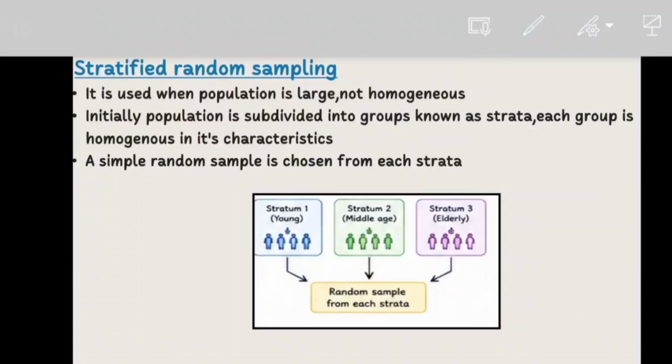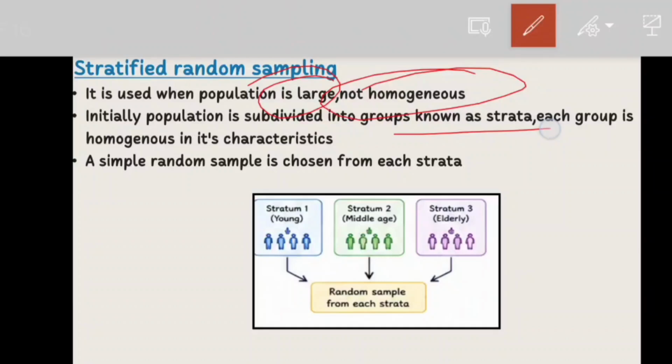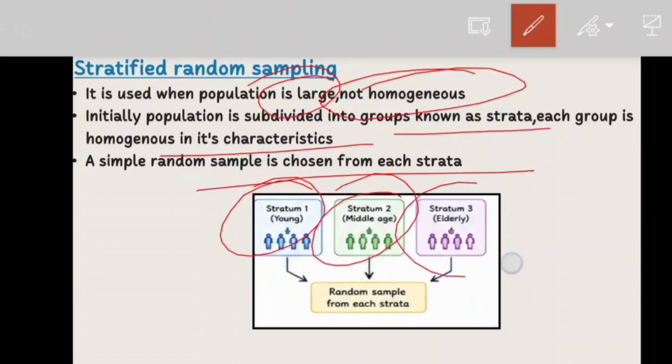Okay, now the third one is stratified random sampling. This is used when the population is large and non-homogeneous. So first, the population is divided into smaller groups which we call strata, and each stratum is relatively homogeneous in its characteristics. Then a simple random sample is selected from each stratum. For example, we want to study oral hygiene among students. So we divide the students into strata based on first year, second year, third year. Then we randomly select patients from each group.